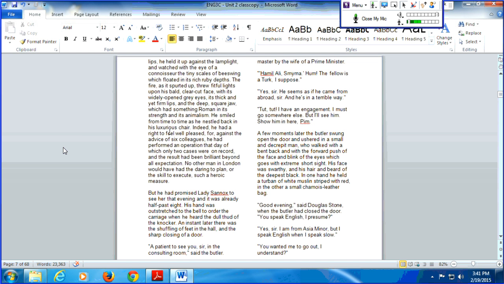But he had promised Lady Sannox to see her that evening, and it was already 8:30. His hand was outstretched to the bell in order to order his carriage when he heard a dull thud of the knocker. An instant later, there was a light shuffling of feet in the hall, and the sharp closing of a door. "A patient to see you, sir, in the consulting room," said the butler.